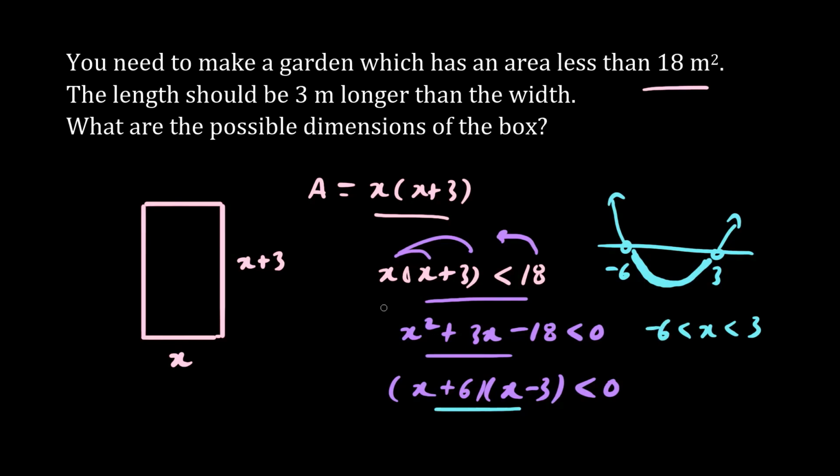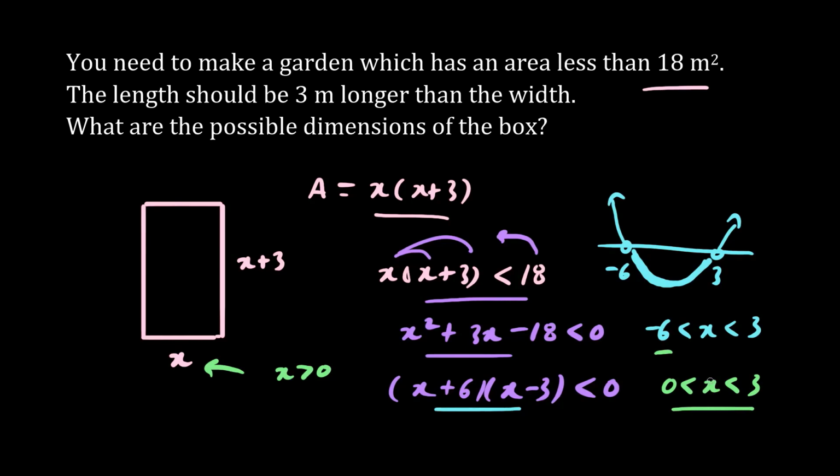But there's also one more subtle, hidden domain. We're talking about the width of a rectangle, so x must be greater than 0. So putting this together, we replace the lowest restriction negative 6 with 0. Thus x is between 0 and 3.